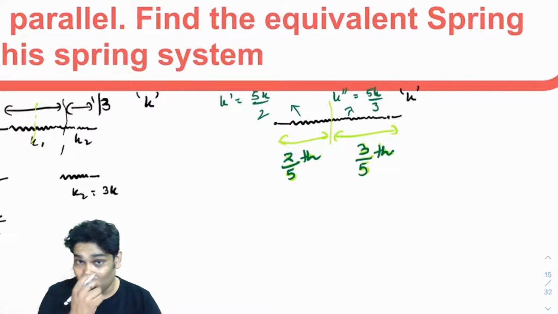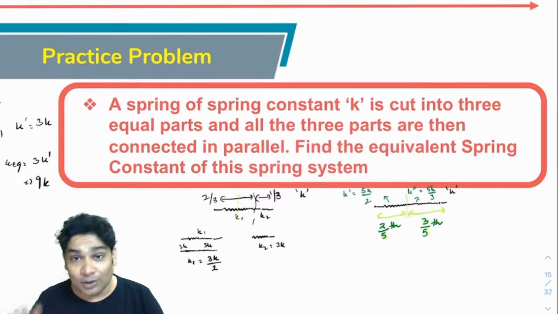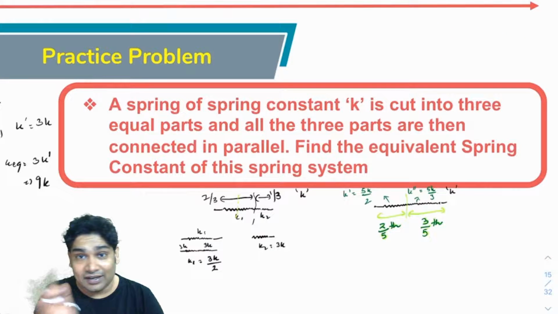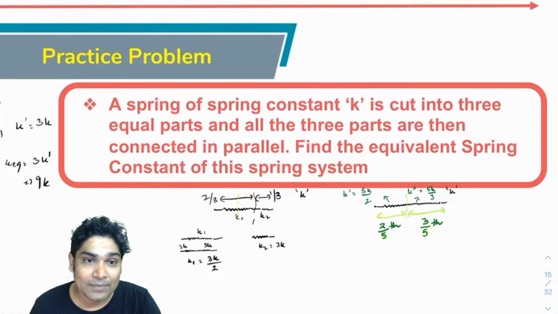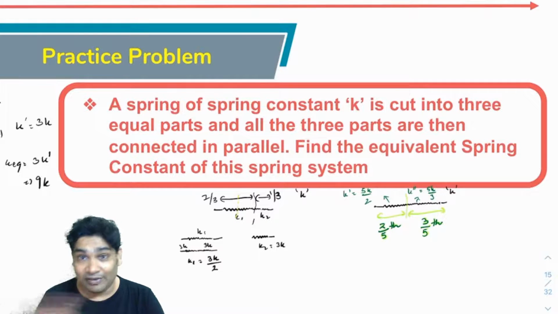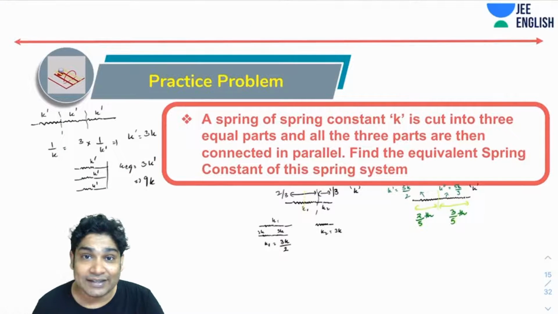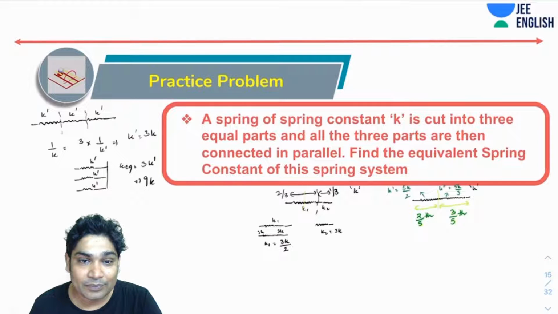Alright, so I'm guessing now you guys are getting a hang of this. If we cut a spring into various parts, you should be able to find the spring constants of all the parts. Alright. So if everybody has understood this concept, this idea, then should we move forward? Is this idea clear to all you guys?